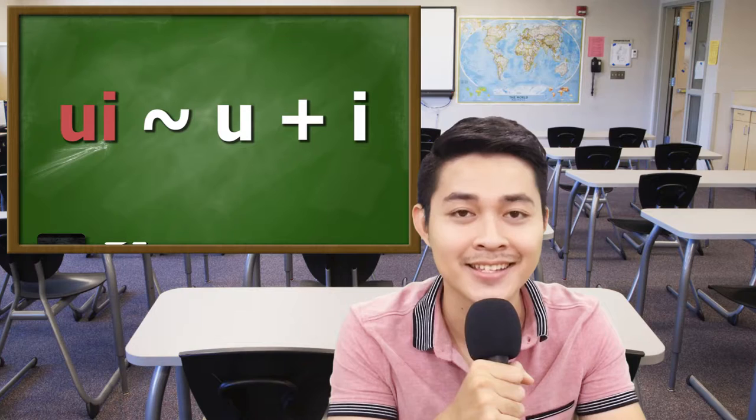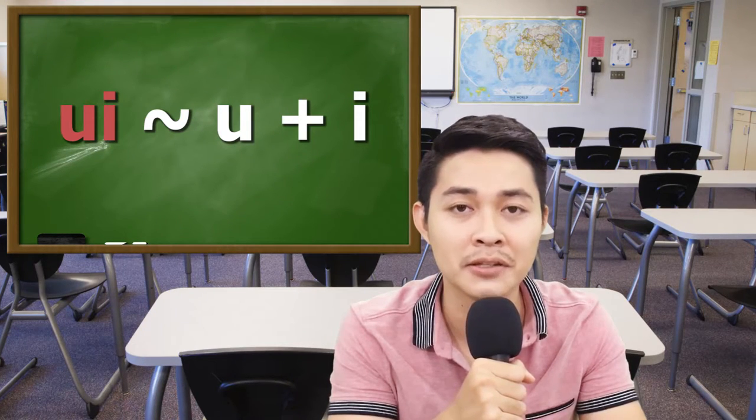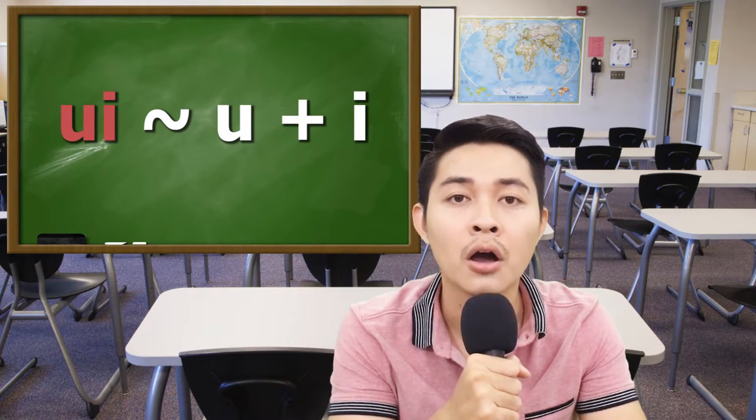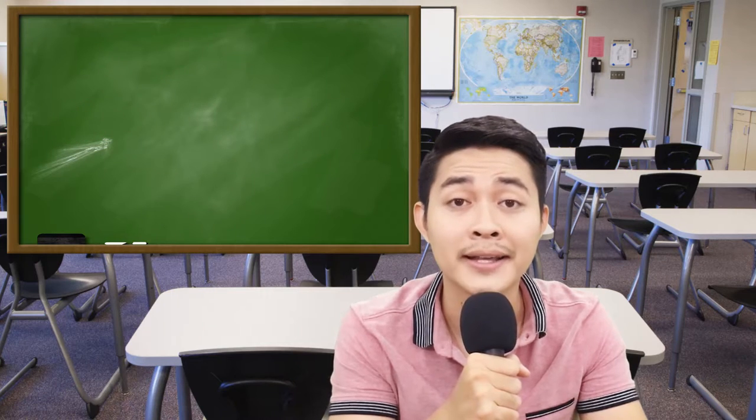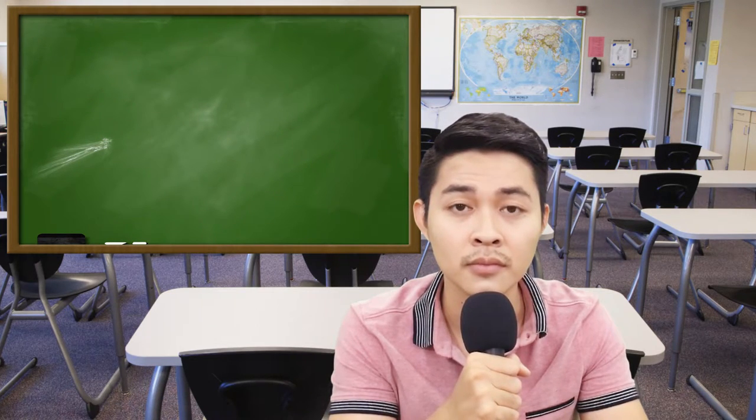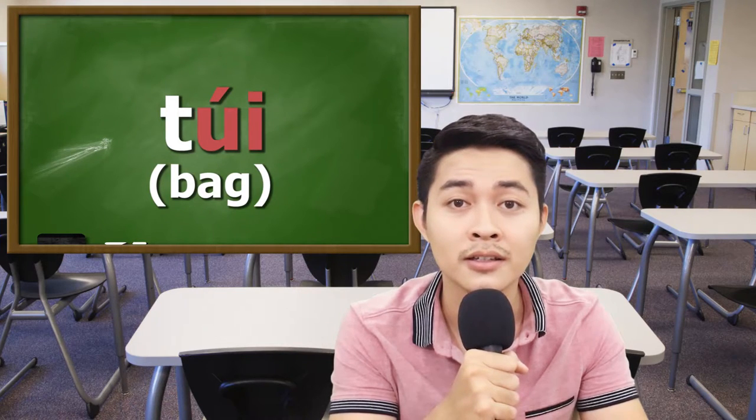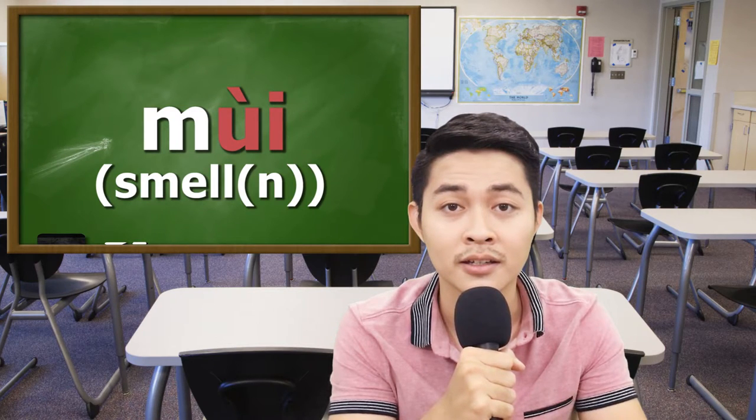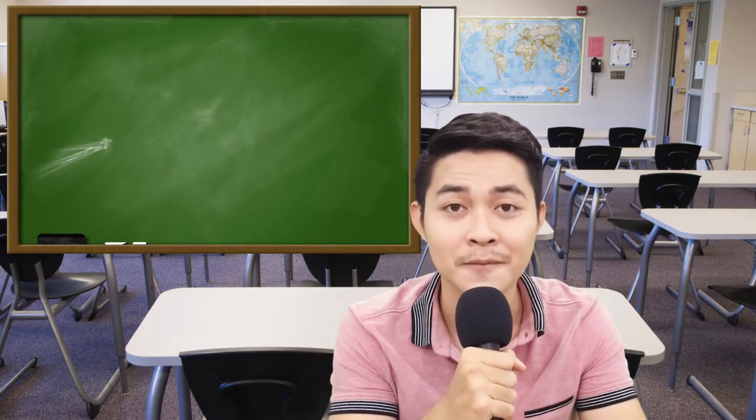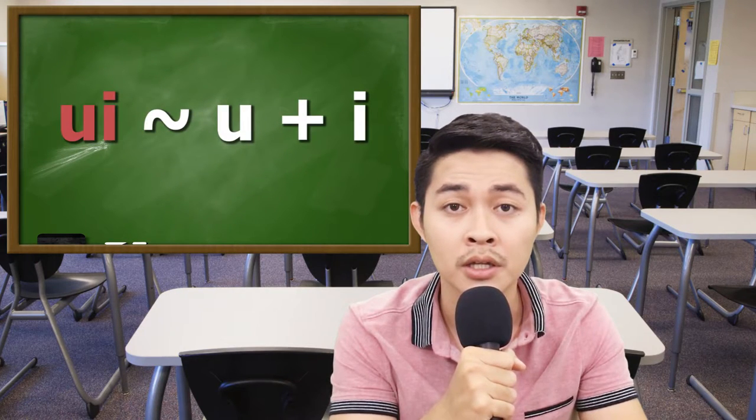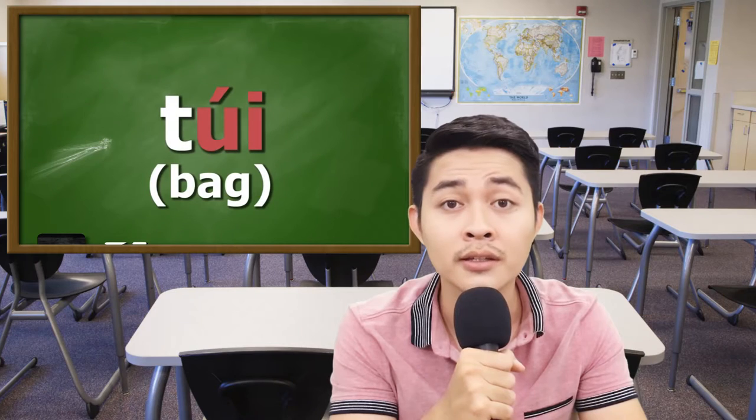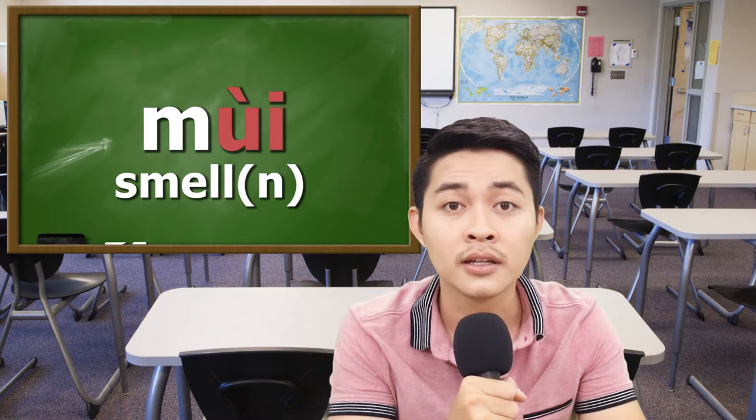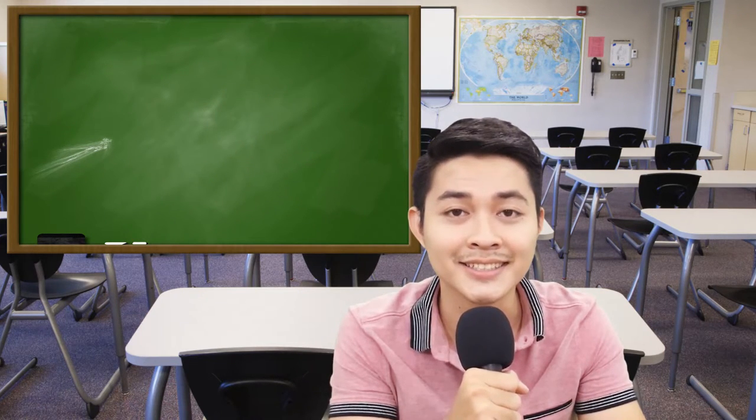The next cluster is ui. This is a combination between O and E. Ui. For example, túi. Mùi. Now repeat. Ui. Túi. Mùi. Good.